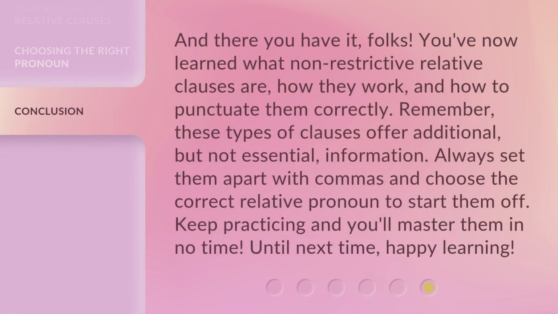And there you have it, folks. You've now learned what non-restrictive relative clauses are, how they work, and how to punctuate them correctly. Remember, these types of clauses offer additional, but not essential, information. Always set them apart with commas and choose the correct relative pronoun to start them off. Keep practicing and you'll master them in no time.